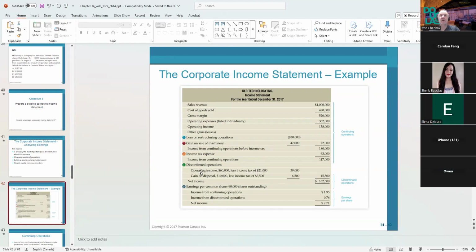That's why you have here the net amount: gross amount 60,000, net of income taxes, $39,000. Gain on disposal 10,000, but when we eliminate the taxes of 3,500, only 6,500 is included in the income statement, and then you have net income. After that, you have earnings per share.